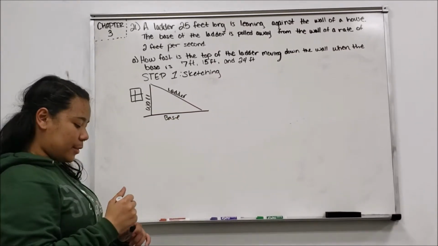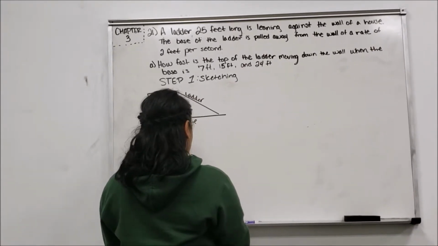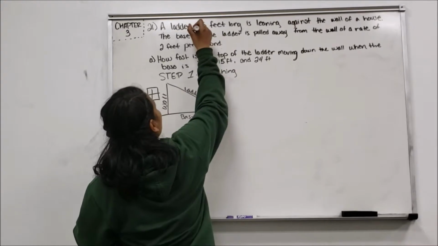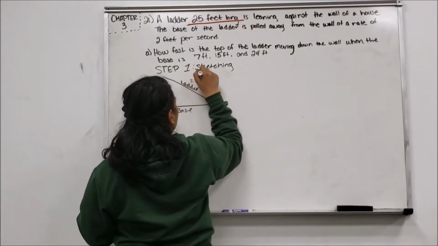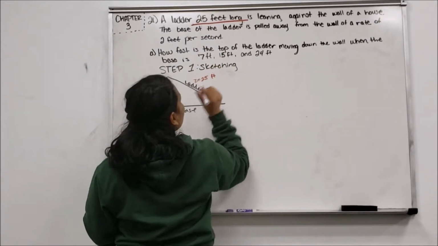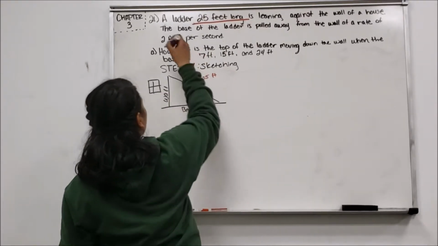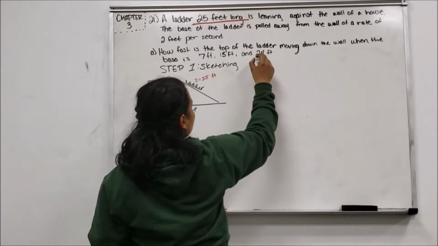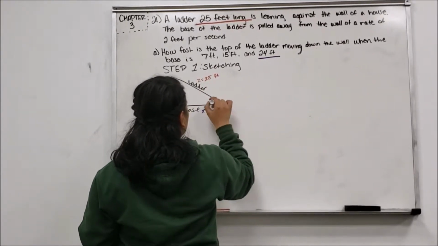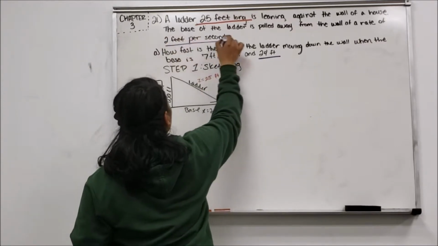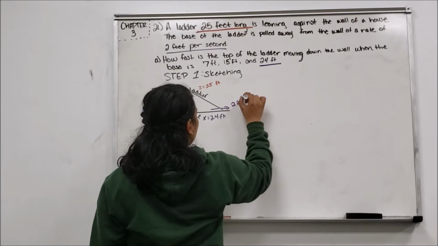We're going to label our sketch, and our ladder is 25 feet long, so 25 feet, and then we know our base is 24, so x equals 24 feet, and this is moving out that way at 2 feet per second, so this is 2 feet per second.